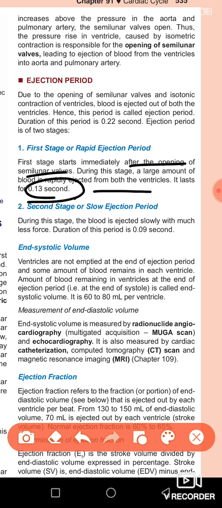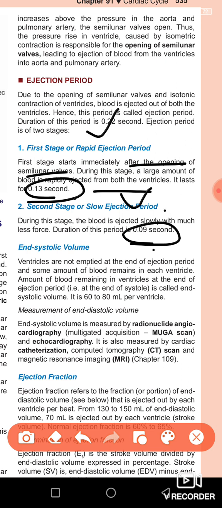Now the second stage: the blood is ejected out slowly, with much less force, for a duration of 0.009 seconds. Okay. So in the second stage, your blood is ejected out slowly and with less force, and in the first phase, your blood is ejected out with a large force. The duration of both is given below. The first stage duration is longer than the second stage.